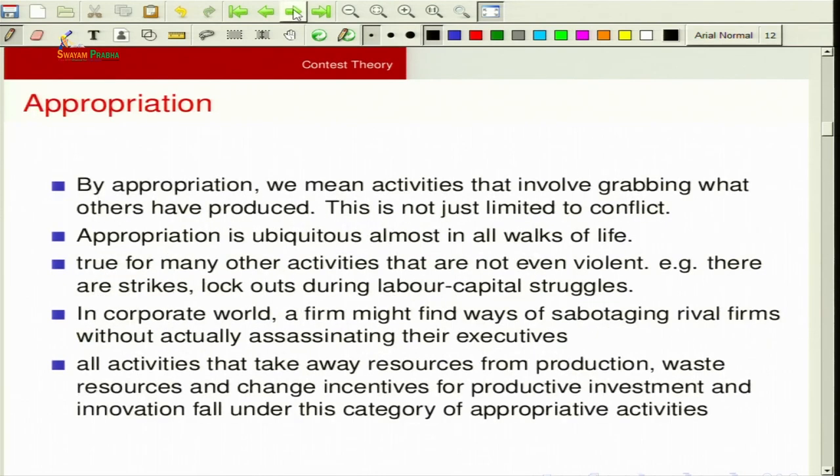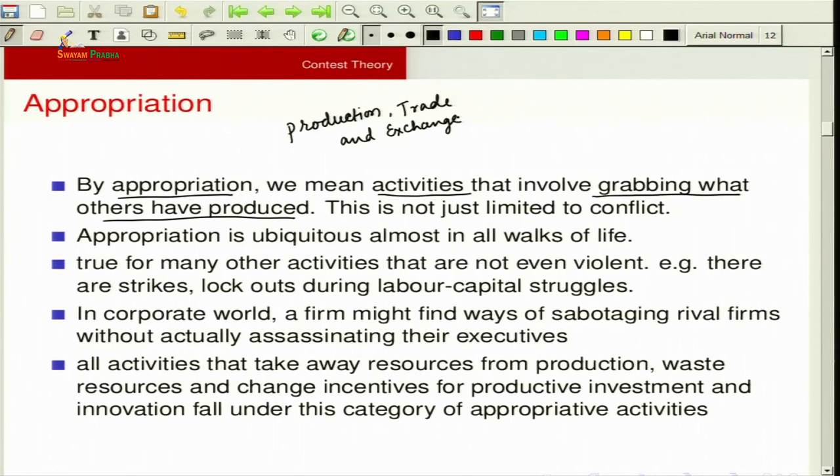Fine. So, if we move on, to know what appropriation is in more detail, we can think of appropriation as activities that involve grabbing what others have produced. In economics, when we talk about activities, we talk about production, trade and exchange. But there are certain activities, as I gave a few examples in the last slide, where the agents or players do not do actual production, or any trade or exchange. In some particular situations, instead of producing, some players try to grab what others have produced.